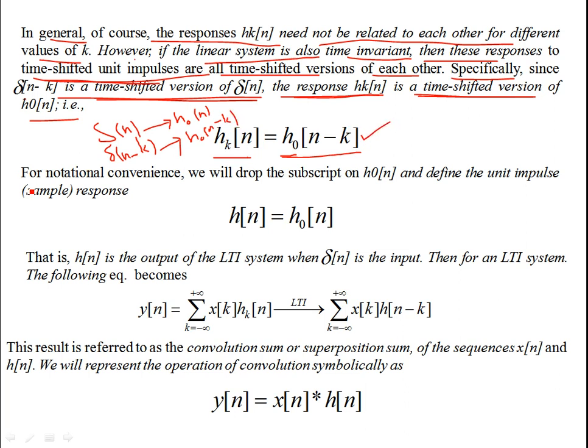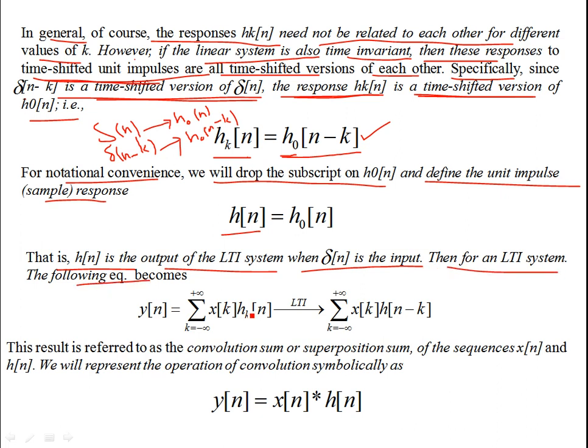This means time invariance. So for notational convenience, we will drop the subscript h naught and define the impulse response, impulse sample response, as h of n. So h naught is my h of n, so you don't need to write the subscript. That is, h of n is the output of the LTI system when delta n is the input. Then for an LTI system, the following equation holds. This is not exactly y of n. Y of n is this expression.